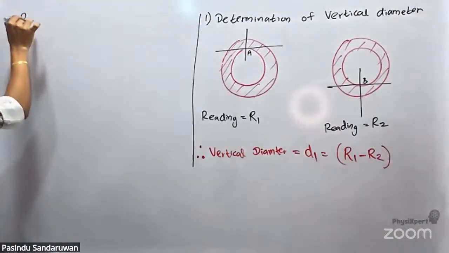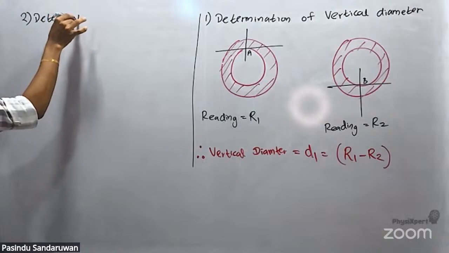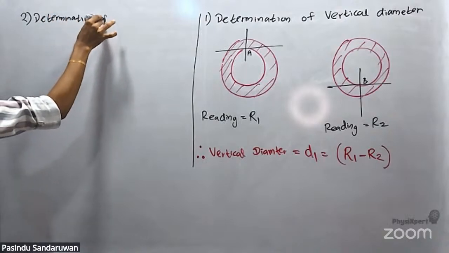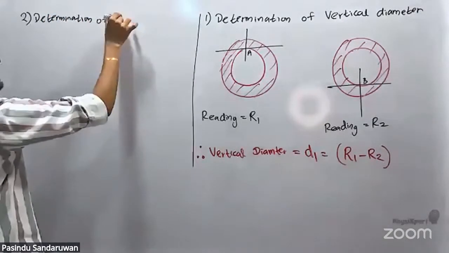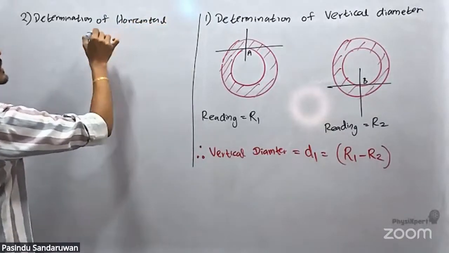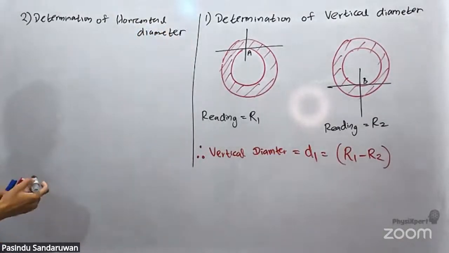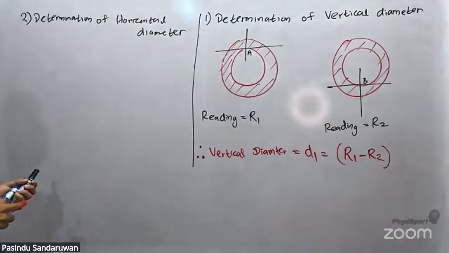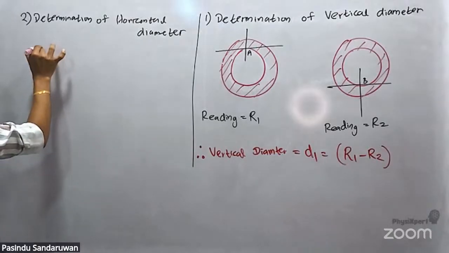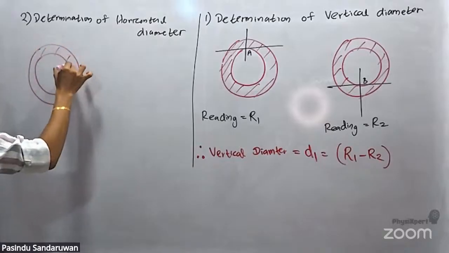Determination of horizontal diameter. Write down. Number two. Determination of horizontal diameter. More or less the same thing. Look at the board.